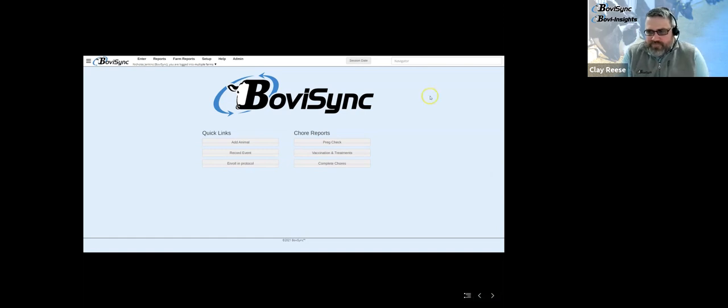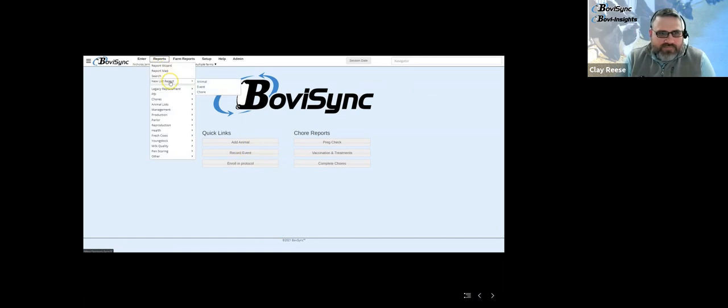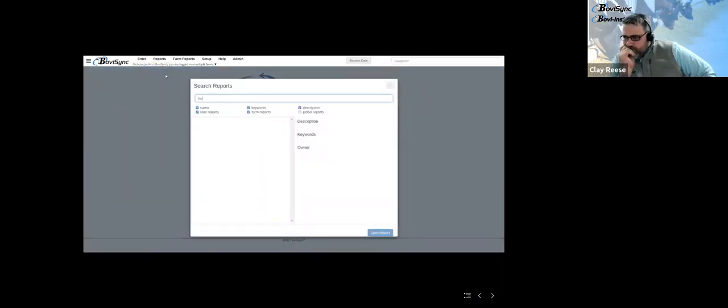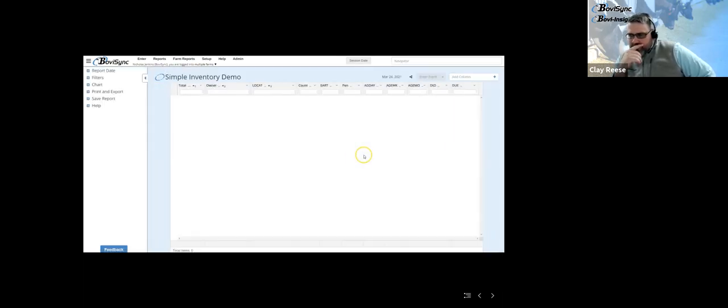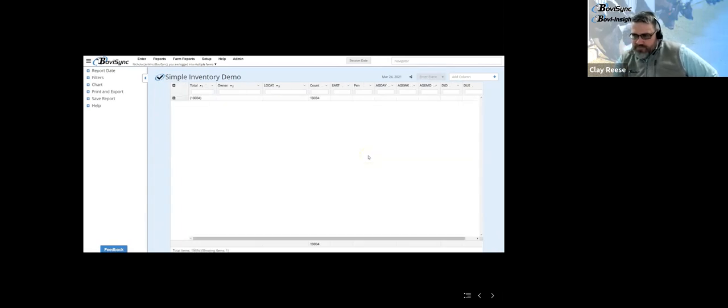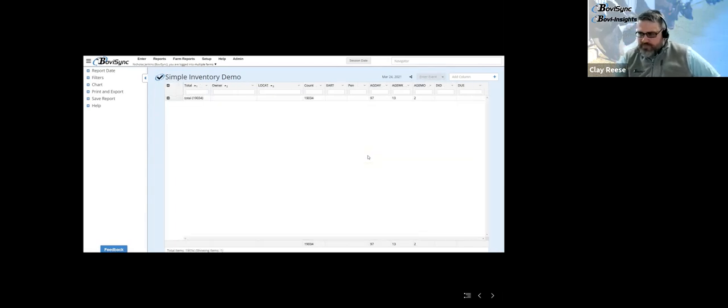First, let's start at the main BoviSync screen. When the reports are activated, it'll be listed on the Reports tab under New List Report. There will be Animal, Event, and Chore reports. In this example, I'm going to go to our search menu and type in the start of what I'm looking for, which is our simple inventory demo. So here we are.